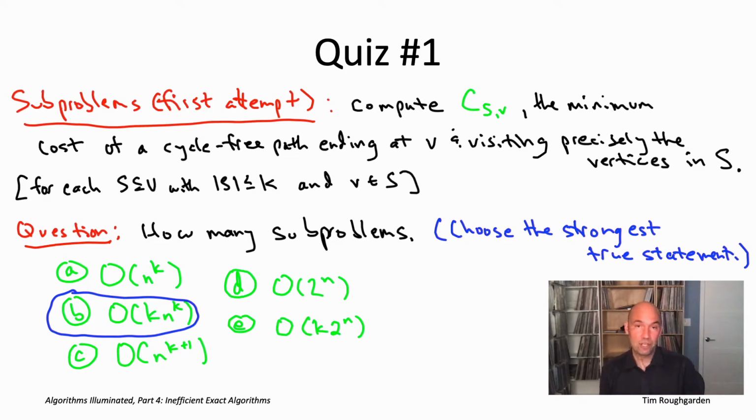Now that's going to be an overestimate when k is very big, like if k equals n, there's actually only 2 to the n subsets of any size, not n to the n subsets.